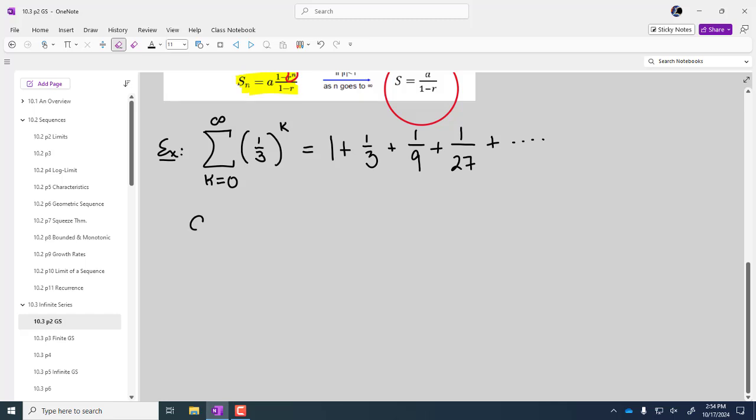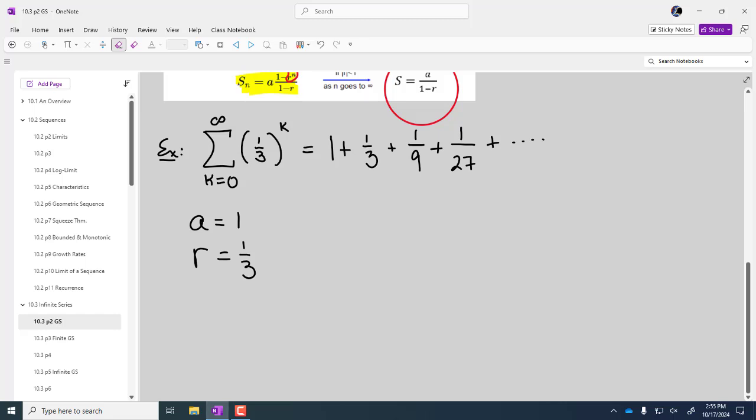Now tell me, what is A? First term? 1. Tell me, what is R? Common ratio? 1/3. Right? We're multiplying by a third repeatedly to get to the subsequent terms. 1 times a third times a third, a ninth times a third. So that common ratio is 1/3. We're multiplying by 1/3 again and again and again.